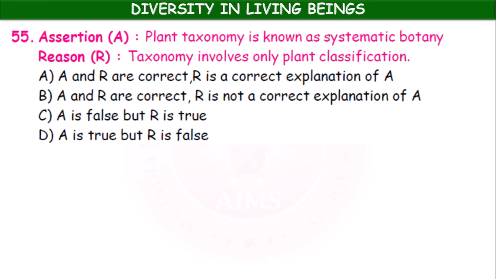Next, assertion: plant taxonomy is known as systematic botany. Reason: taxonomy involves only plant classification. Once again here assertion is true, but reason is false. Actually taxonomy means the classification of living organisms, the science of classification of living organisms.